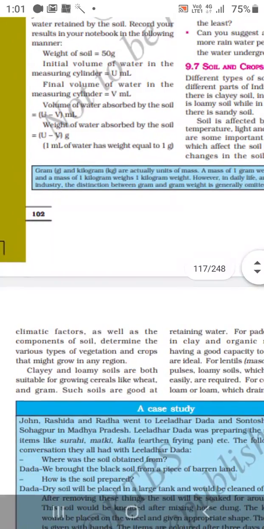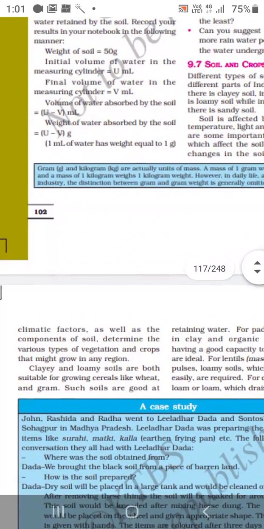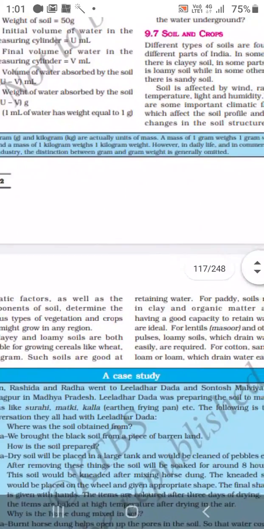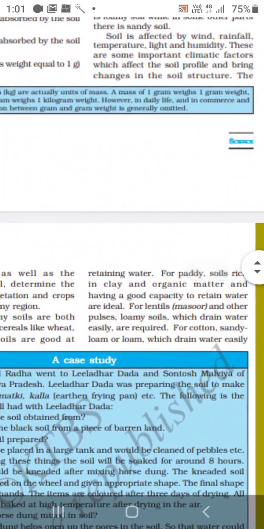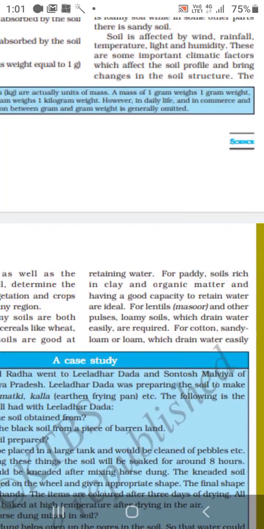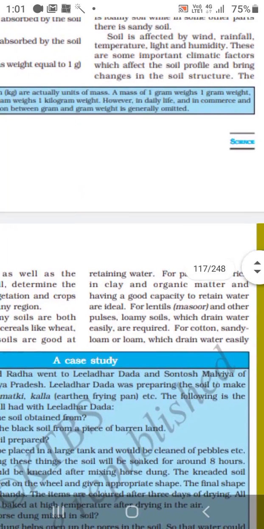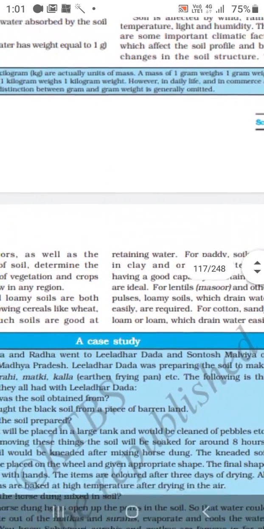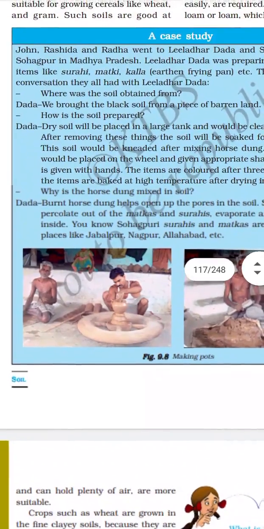Such soils are good at retaining water. For paddy, soil rich in clay and organic matter, having good capacity to retain water, is ideal. For lentils, loamy soils which drain water, or for cotton, sandy loam which drains water easily and can hold plenty of air, are more suitable.